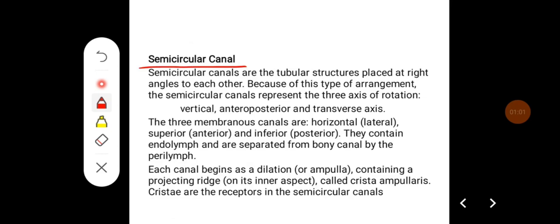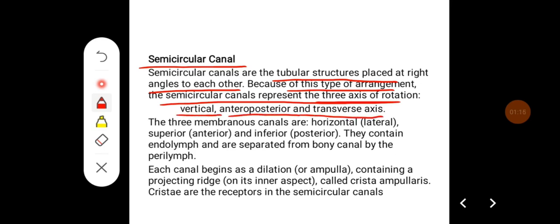Semicircular canals are the tubular structures placed at right angles to each other. Because of this arrangement, semicircular canals represent three axes of rotation, that is vertical axis, anteroposterior and transverse axis. The three membranous canals are horizontal, that is lateral, superior or anterior, and inferior, which is posterior. They contain endolymph and are separated from the bony canal by perilymph.